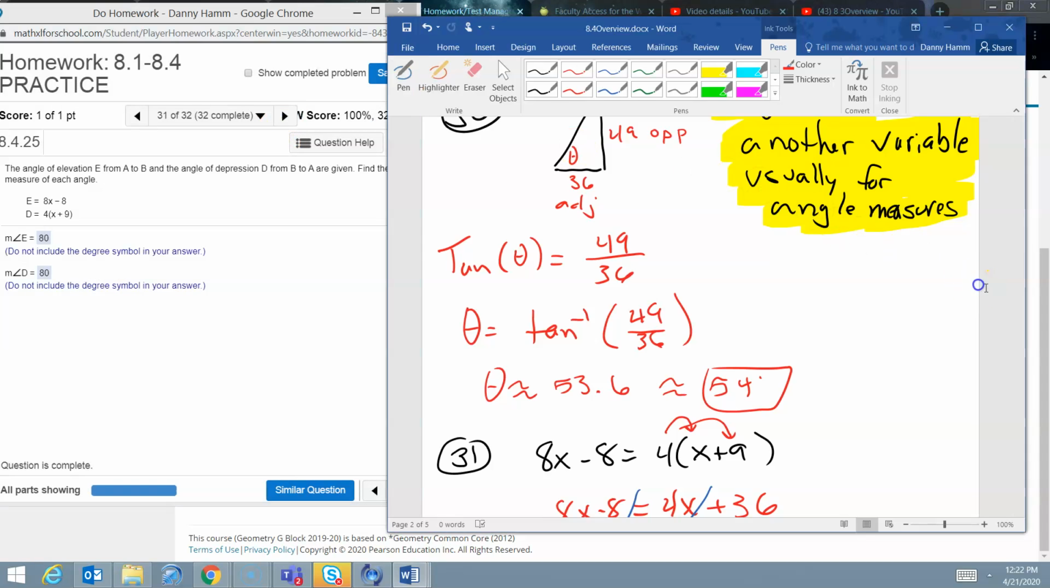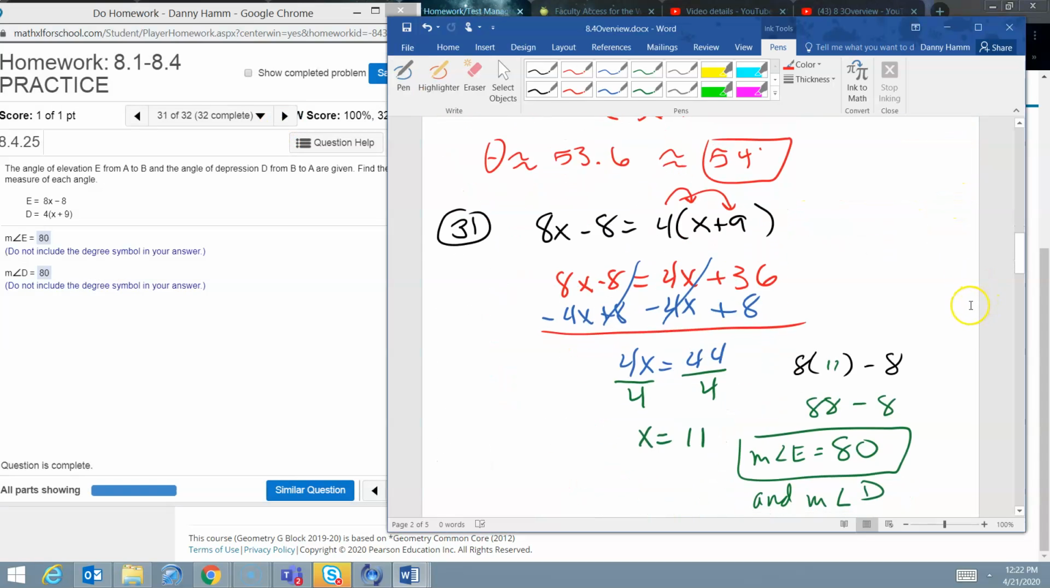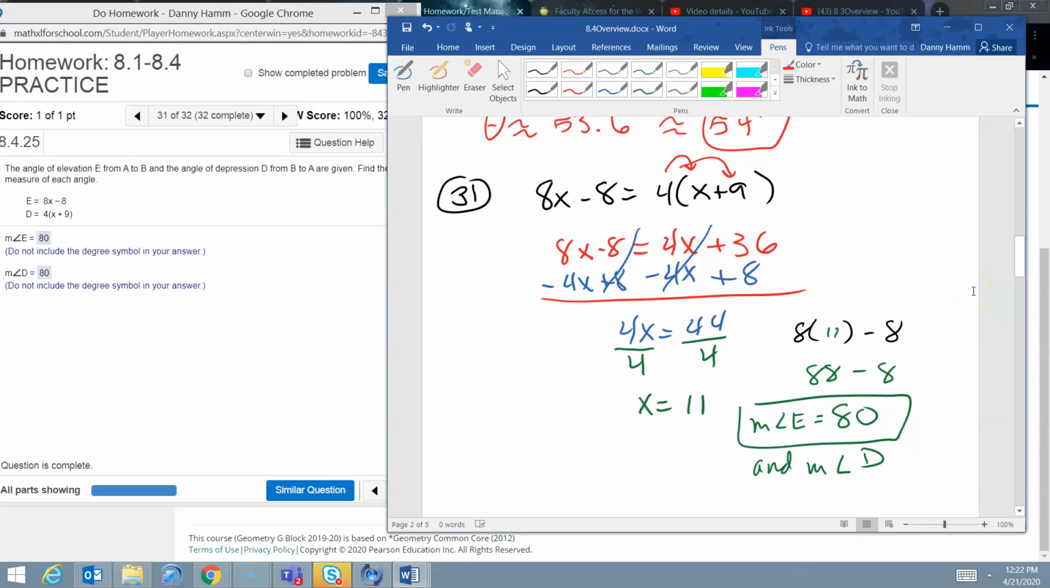On to 31. Here, and as said below, our angle of elevation and depression are equal to each other. So we're simply taking these two angles, setting them equal to each other. Remember to distribute here, so you'll get 4x plus 36. We're solving for x, and I end up with 11. That is not where you stop. We need to plug this back in. And you could plug it into either one. It doesn't matter. So I plugged it into the 8x minus 8, so I get 88 minus 8, which is 80. 80 is the answer for the measure of angle E as well as D.